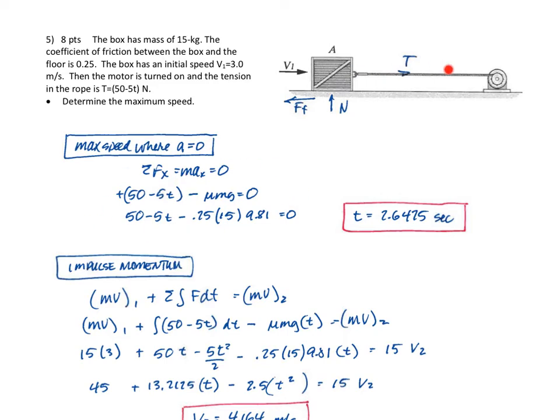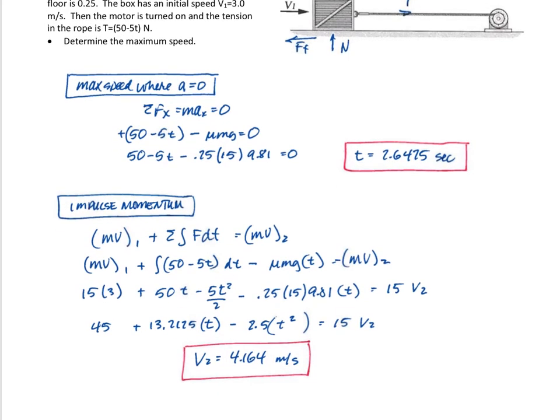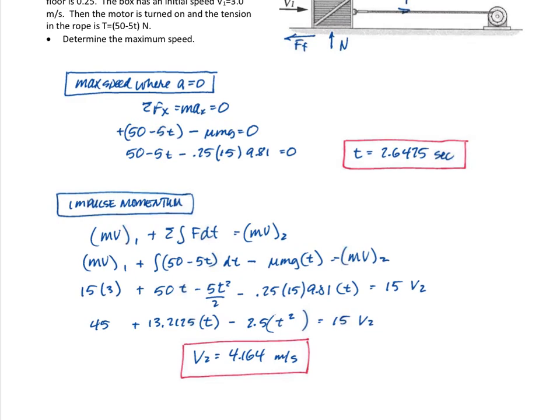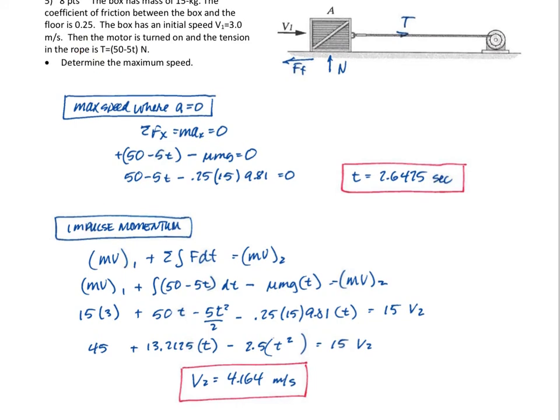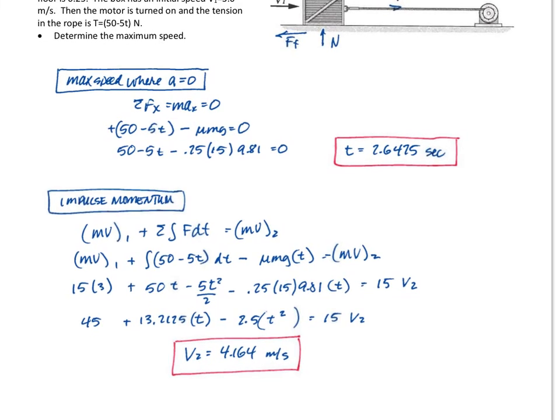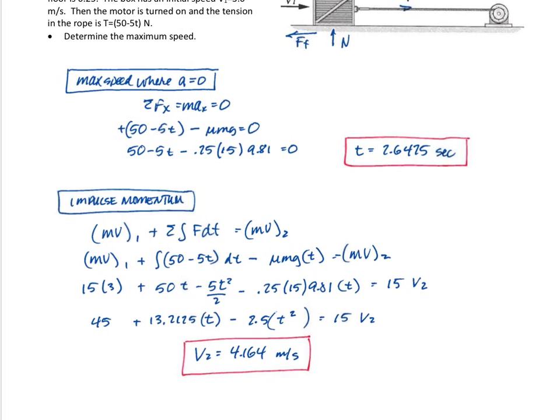So the forces I have are this tension force, resisted by that friction force. And when that's set equal to 0, I know that the time at which the top speed, or the maximum speed, occurs is 2.645. And I plug that into an impulse momentum equation. The reason I chose that is because this is a time-based problem. If you look at the tension here as a function of time, when things are functions of time, momentum is a good way of setting this up.